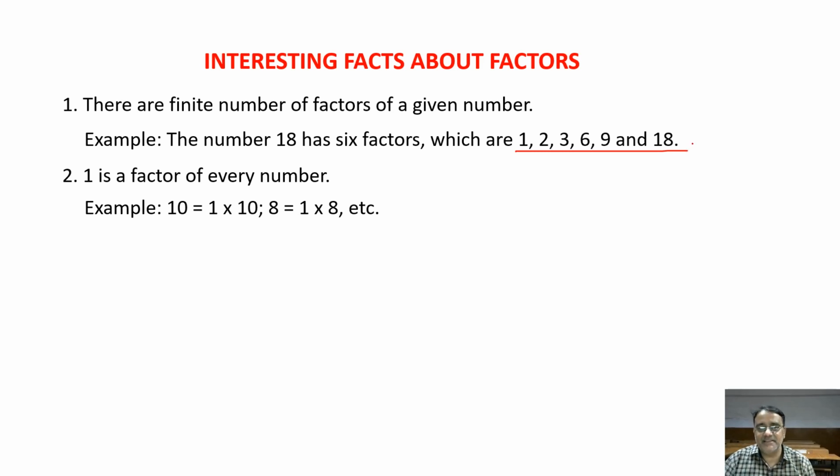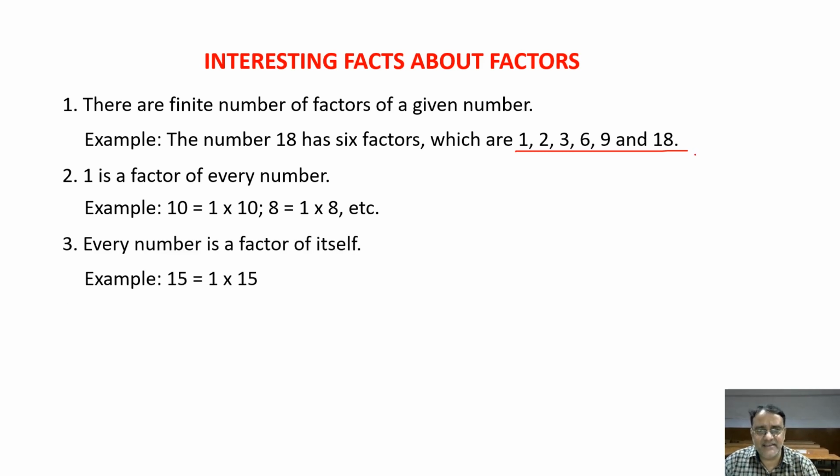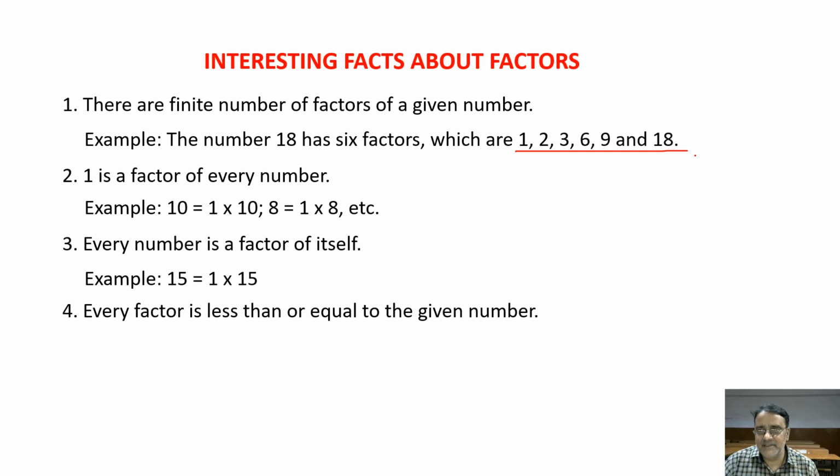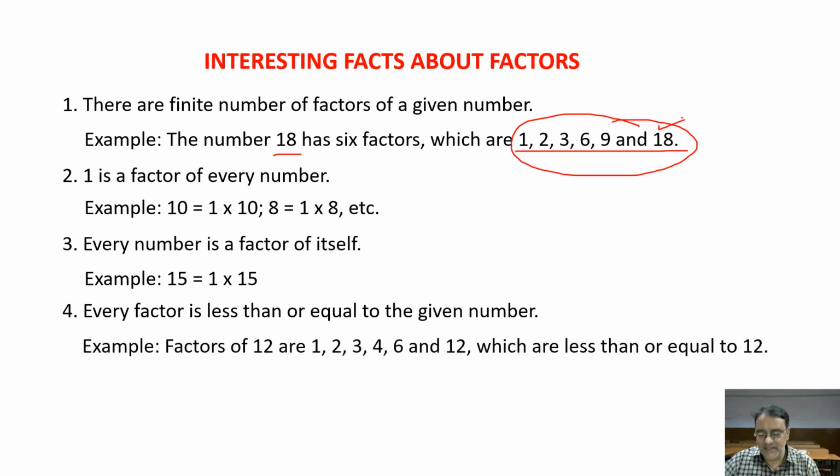Similarly, 1 and 8 are factors of 8. Every number is a factor of itself. 1 and the number itself are factors of every number. So every factor is less than or equal to the given number. See, here the factors of 18 were all these. So all these numbers are less than or equal to 18. Which one is equal? 18. Otherwise all numbers are less than 18. Okay. Similarly, the factors of 12 are 1, 2, 3, 4, 6 and 12. All these numbers are less than or equal to 12.